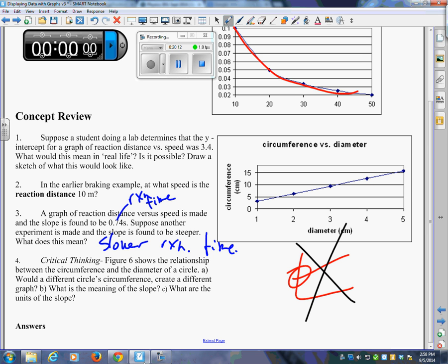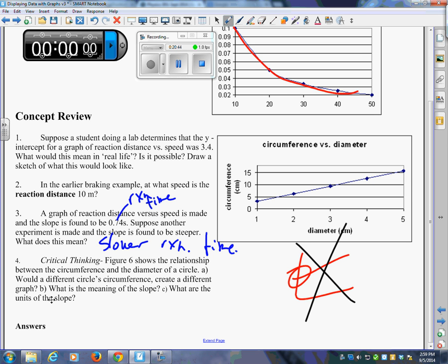Okay. Number 4 is one of my favorite questions because it makes you think. If you're not paying attention, it's time to start because this one's tough. Figure 6, right here, shows the relationship between the circumference and the diameter of a circle. What is the circumference of a circle? All the way around. Diameter is distance across. Would a different circle circumference create a different graph?